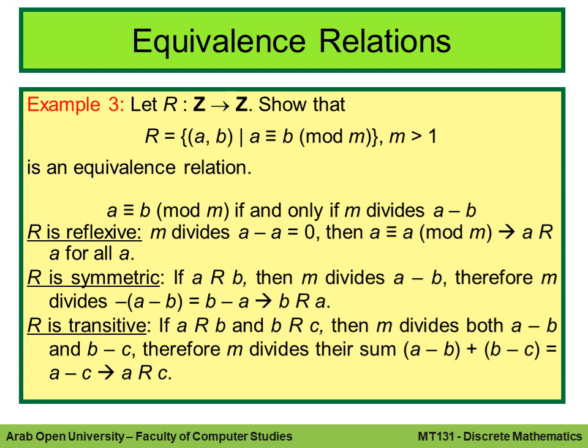Transitive: if a is congruent to b, and b is congruent to c, then m divides a minus b and also divides b minus c. So it must divide their sum. Their sum is just a minus c. That means a minus c is divisible by m, or a is related to c. So that's the transitive condition. Then the congruence relation is an example of an equivalence relation.